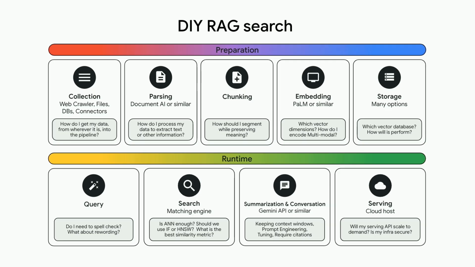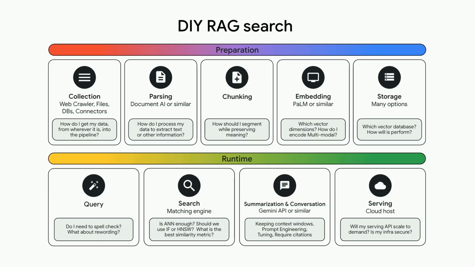So first of all, you have to collect the information somehow. And this can be from a web crawler, from PDF files, from a database, other connectors of some kind. So you have to get all of that in somehow. And then you have to parse it or get it into a format that a language model can understand. You can use something like Document AI, or honestly, nowadays you can just plug it into Gemini and get text extraction from it. Gemini 1.5 Pro is actually pretty good at doing that.